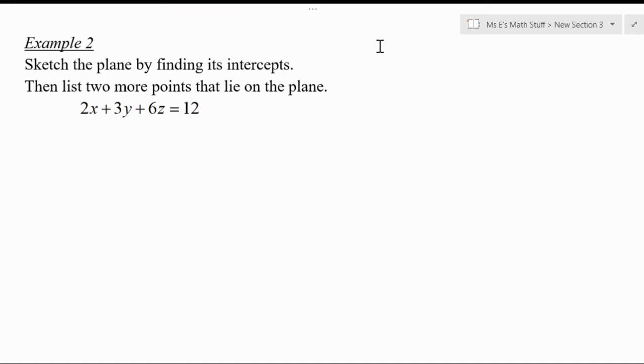For example 2, we're supposed to sketch the plane by finding its intercepts, then list 2 more points that also lie on the plane. So the equation that we're asked to work with is 2x plus 3y plus 6z equals 12. I'm going to go ahead and work this problem through with you just to make sure you can see how easy it will be to actually go ahead and graph it in 3D.